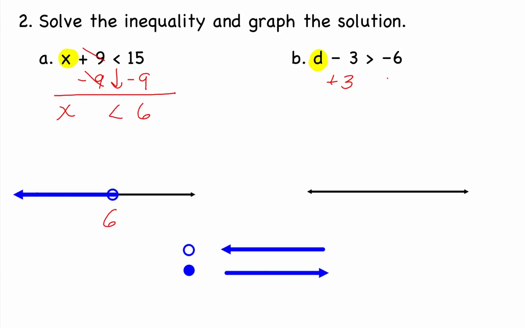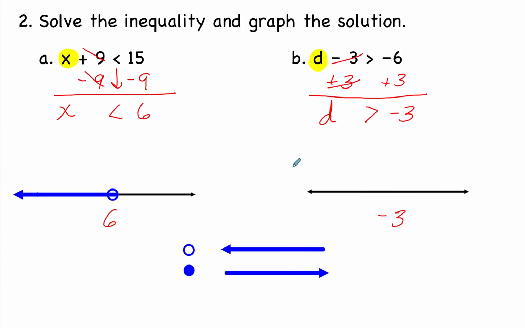And whatever I do on one side of an inequality, I have to do the same operation on the other side. Bring down your inequality, it stays the same. Negative 3 plus 3 add to 0, and then bring down your variable D. Negative 6 plus 3 is negative 3. So now we just need to put this on our number line.